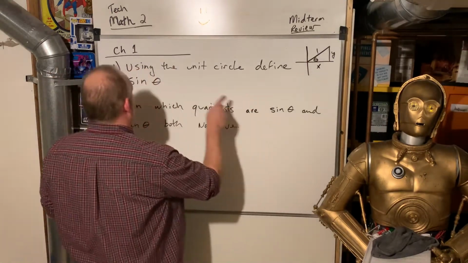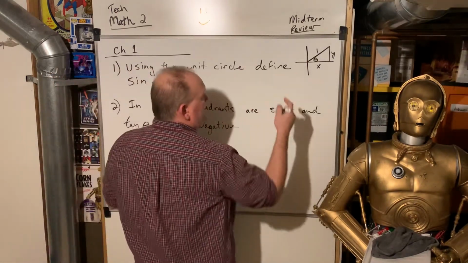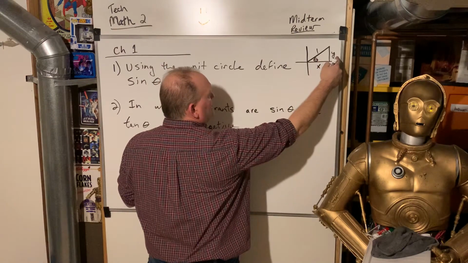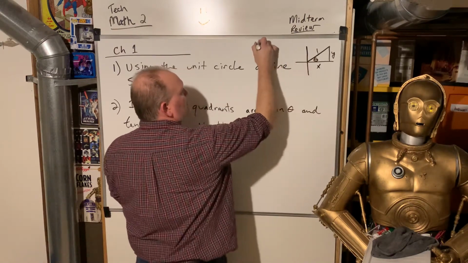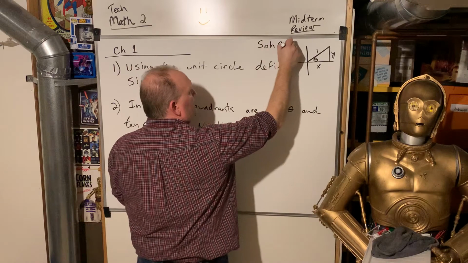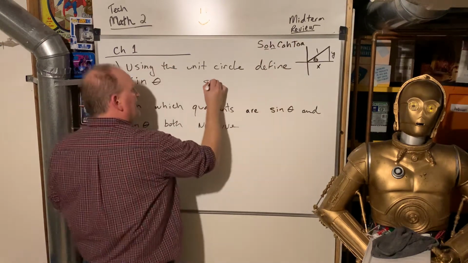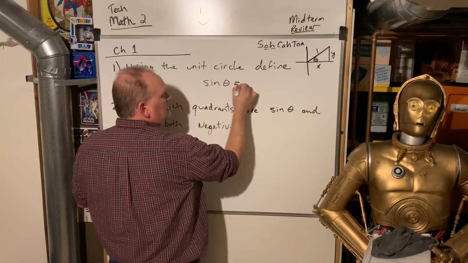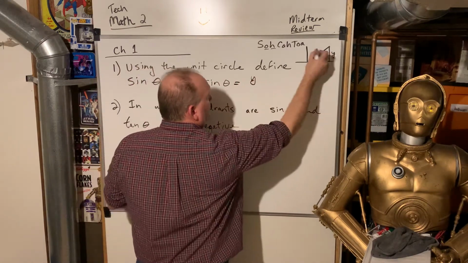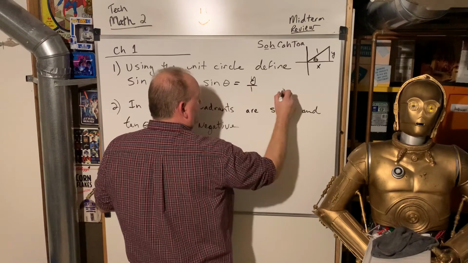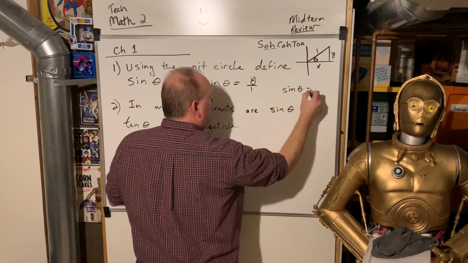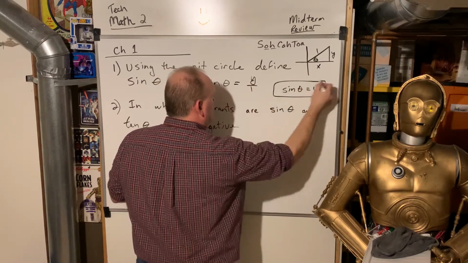Using the unit circle, define sine. So they want the sine. Remember what sine is: it is opposite over hypotenuse. That's what that little SOHCAHTOA means. So opposite over hypotenuse, sine theta is equal to y over 1, or just plain old y. So sine theta equals y. And that's what they're going to have on the key.